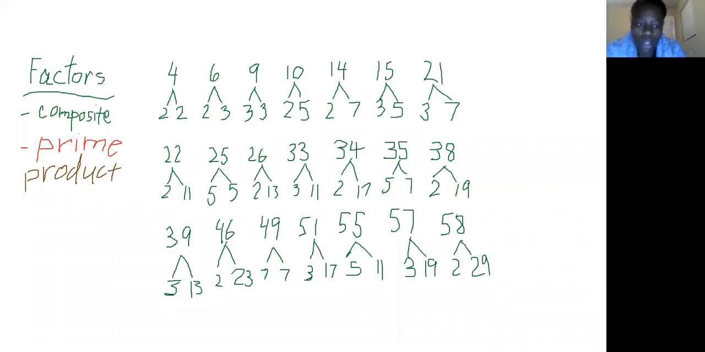Okay, so we're back and we see that 39 has factors 3 and 13. 46 has factors 2 and 23. 49 has factors 7 and 7. 51 has factors 3 and 17. 55 has factors 5 and 11.